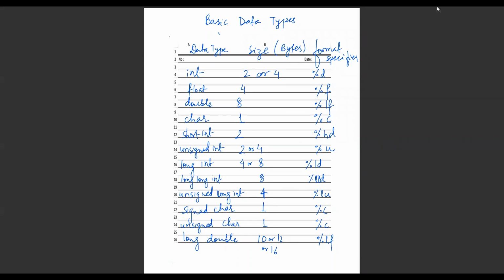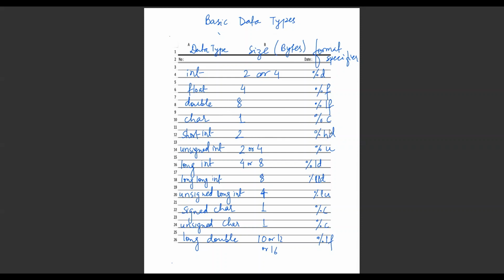Double can store 8 bytes. Character can store 1 byte. And the format specifier is also mentioned here in the third column. For integer we have %d. Sometimes you will see %i also, but most of the time you will see %d. For float we have %f, for double %lf, for character we have %c.